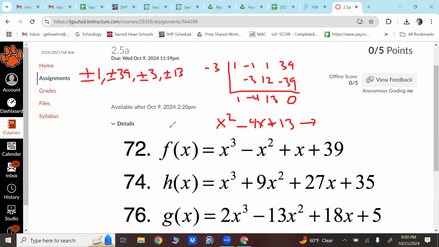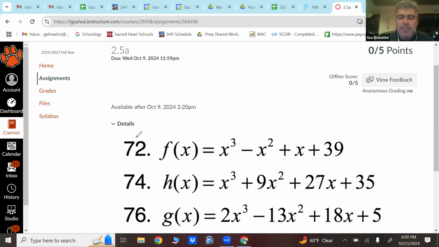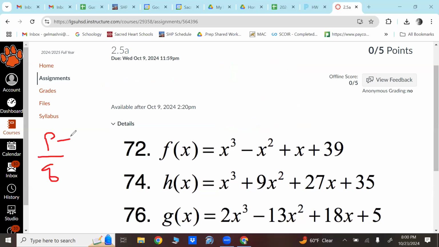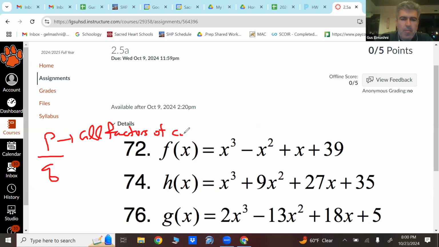Actually, can you explain this a little more? Because this is the part I didn't figure out. Oh, no worries. So what you do is you do something called P over Q, where P is all the factors of a constant. And Q is all the factors of the leading coefficient.